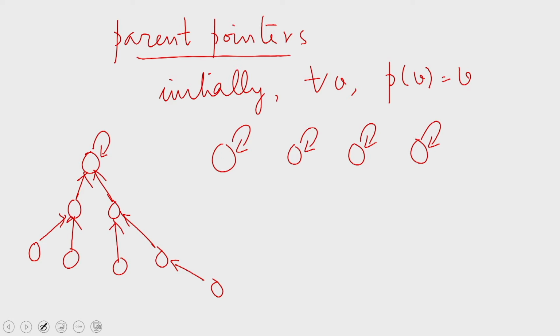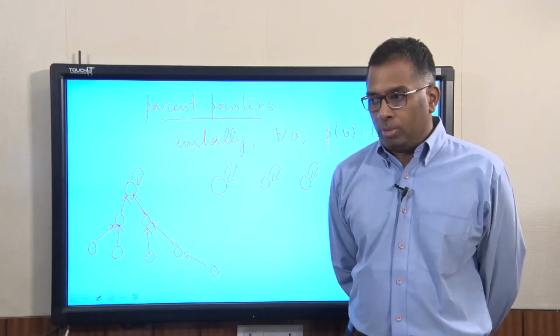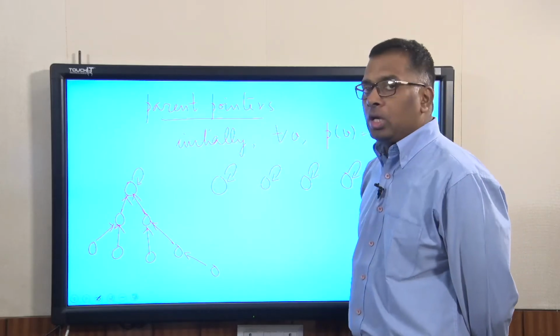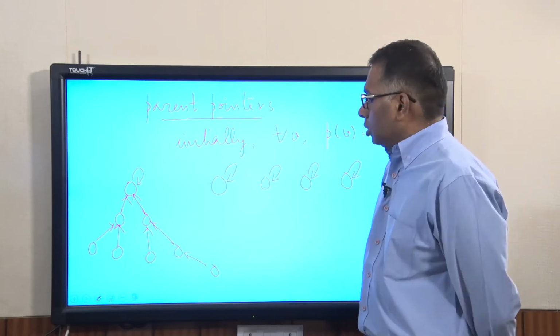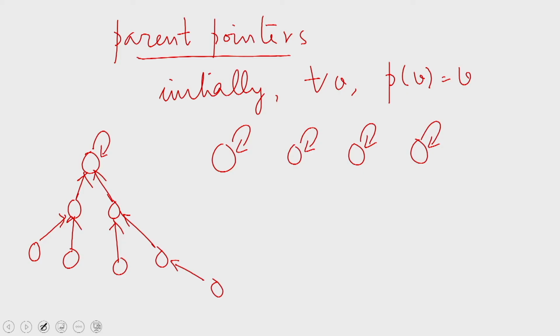So, this establishes that in the graph defined by the parent pointers, the out degree of every single vertex is 1. Every vertex has got a unique parent. We shall establish that the parent pointers will always define a forest in this sense. Our idea is that finally, when the algorithm ends, there should be one tree corresponding to every single component.